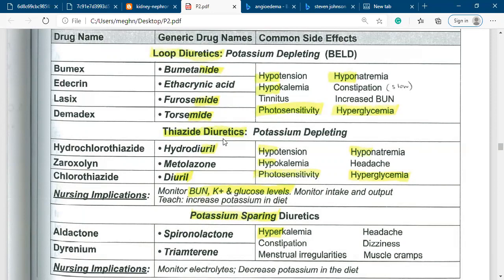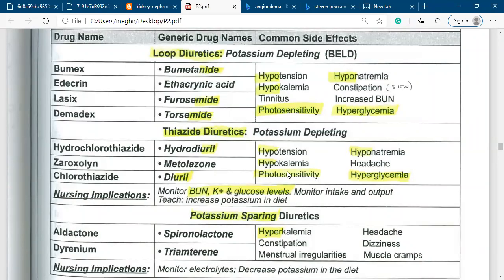Here the thiazide diuretics. An example is hydrodiuril, or the most common one we use, hydrochlorothiazide, or simply chlorothiazide. They work in the distal convoluted tubule. Like loop diuretics, they also cause hypotension, hypokalemia, hyponatremia, hyperglycemia, both the same, right? Thank God, the side effects are the same. And also photosensitivity.